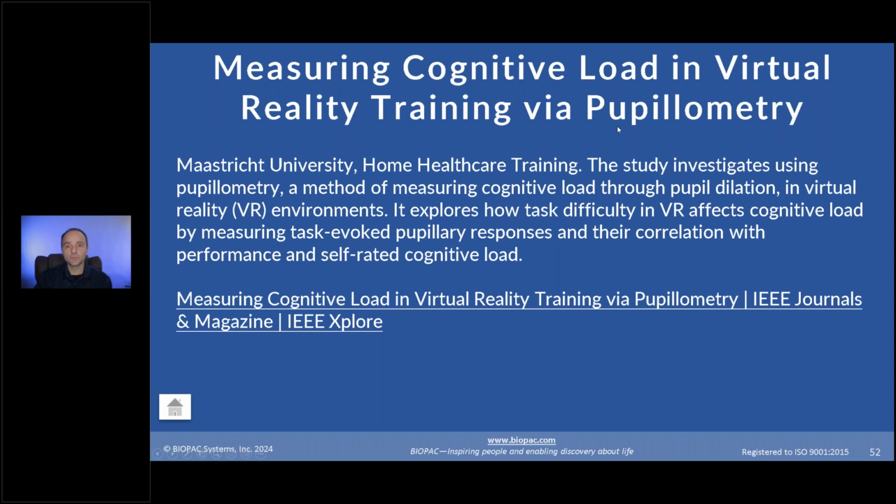So they've used the system to actually use the pupillometry for measuring cognitive load. So the eye tracker can also provide information about the size of the pupil.